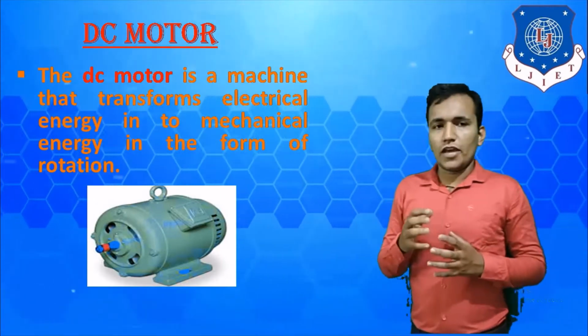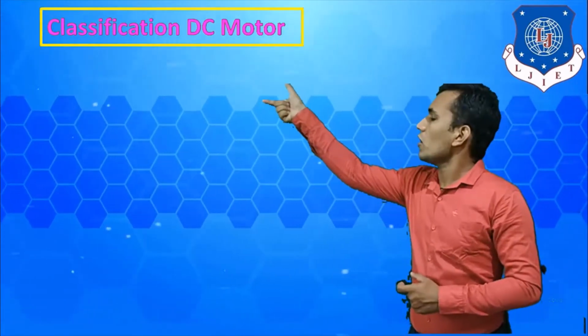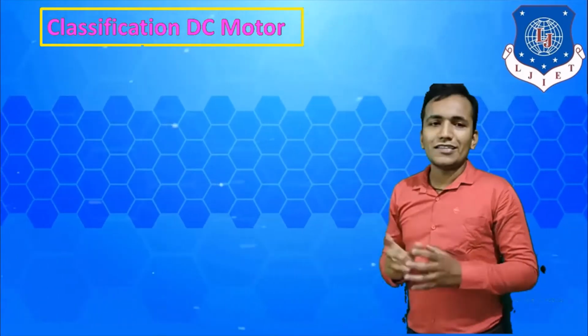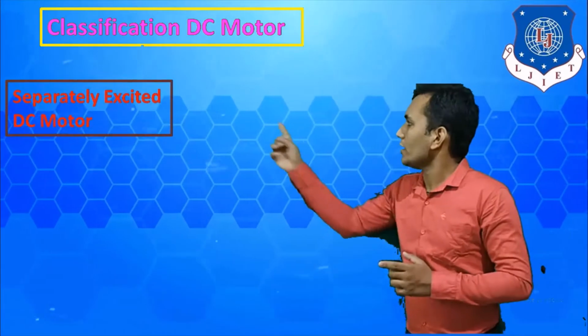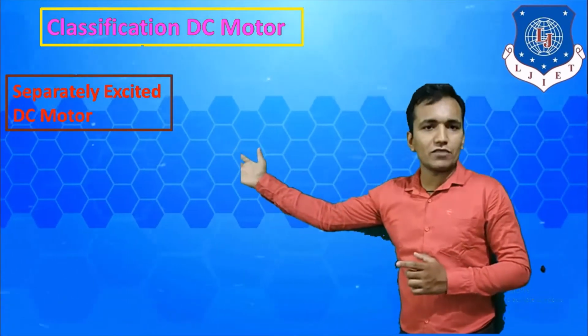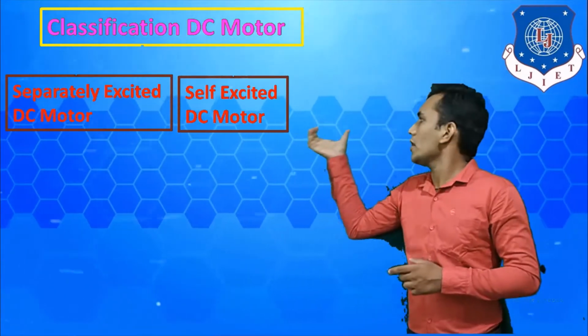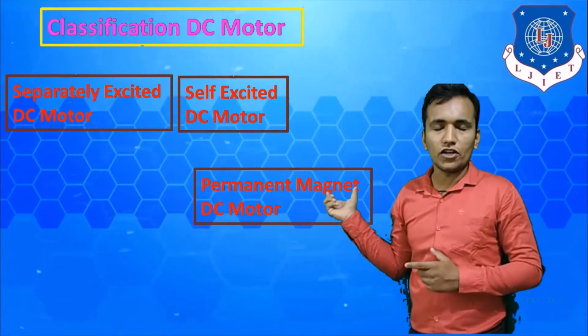Now we have to discuss the different types of DC motor. That is the classification of DC motor. In this classification, a DC motor can be classified in three ways. First, a separately excited DC motor. Second, a self-excited DC motor. And third, a permanent magnet DC motor.